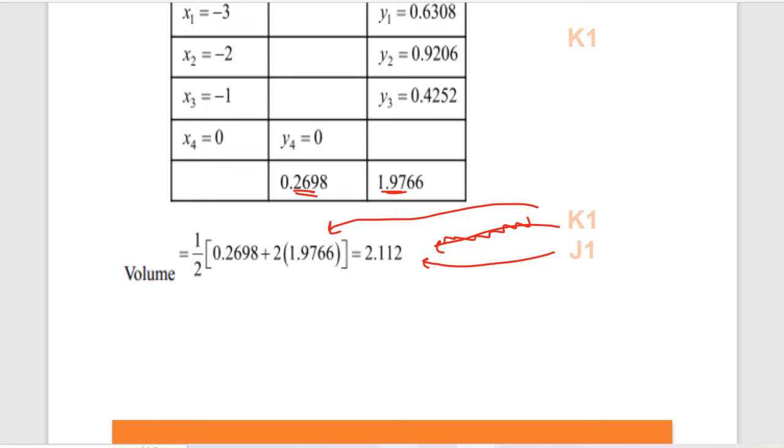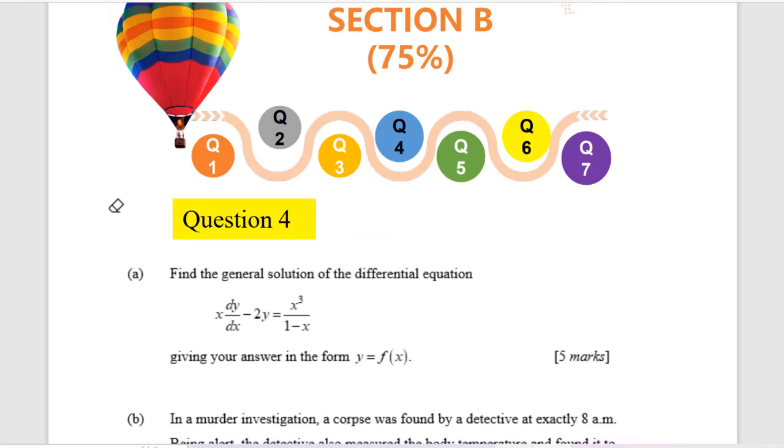Okay, next, look at question 4. For question 4, we have part A and part B. So first, we discuss part A. Find the general solution of the differential equation x dy/dx minus 2y equals x cubed over 1 minus x, and give your answer in the form y equals f(x).